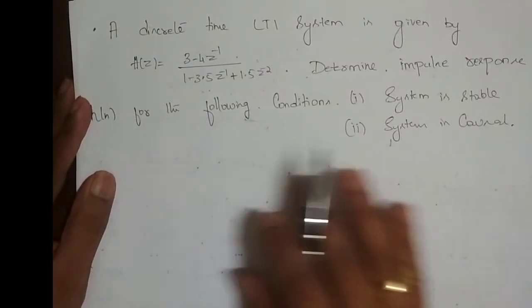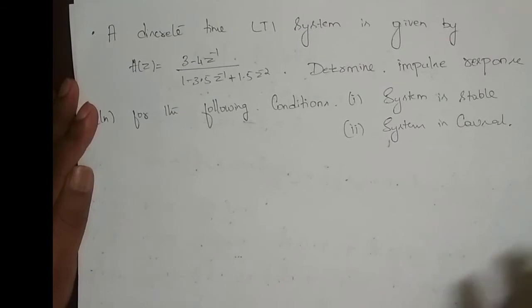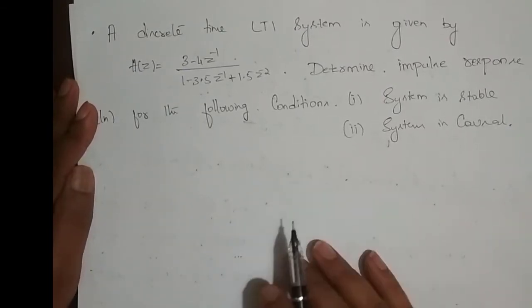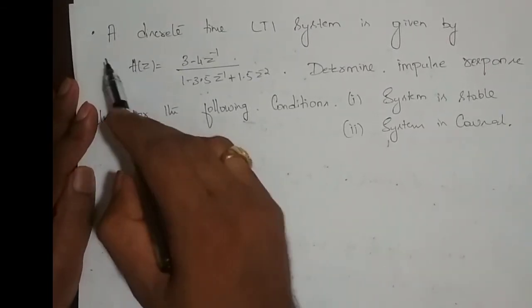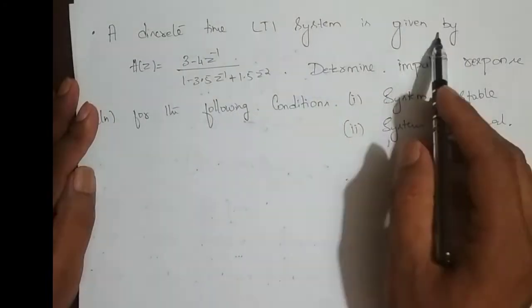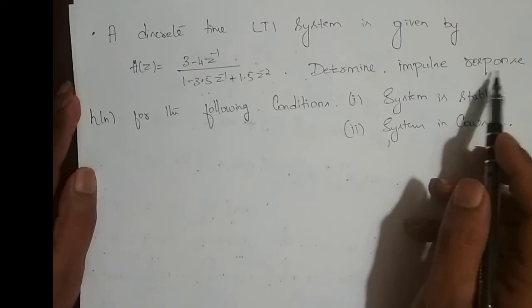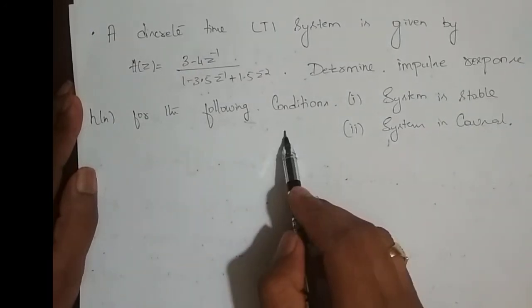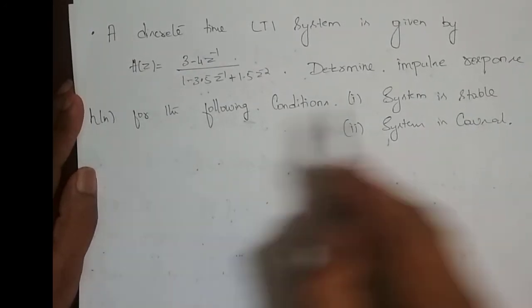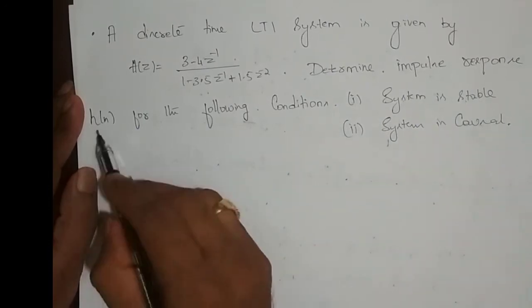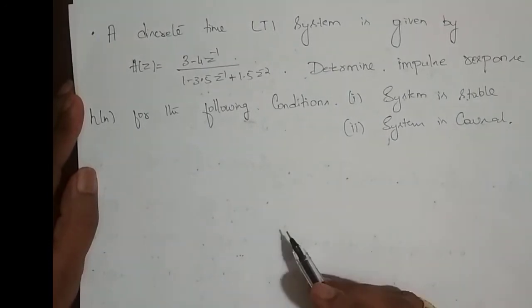Okay, so take this as an exercise problem and try to solve it. I'll give you the intermediate result and you just solve it and cross check it. The problem: a discrete time LTI system is given by H of z as this. It's a second order system. I need to determine its impulse response for the following conditions. I need to determine the impulse response if the system is stable, and I have to find its impulse response if the system is causal.